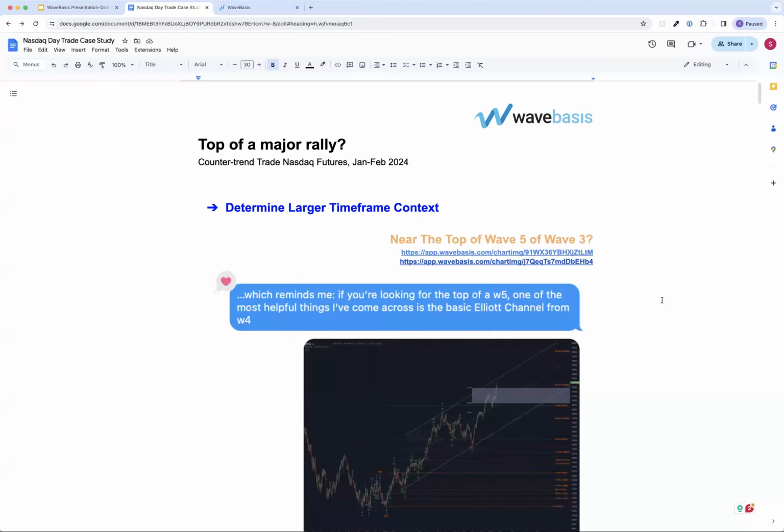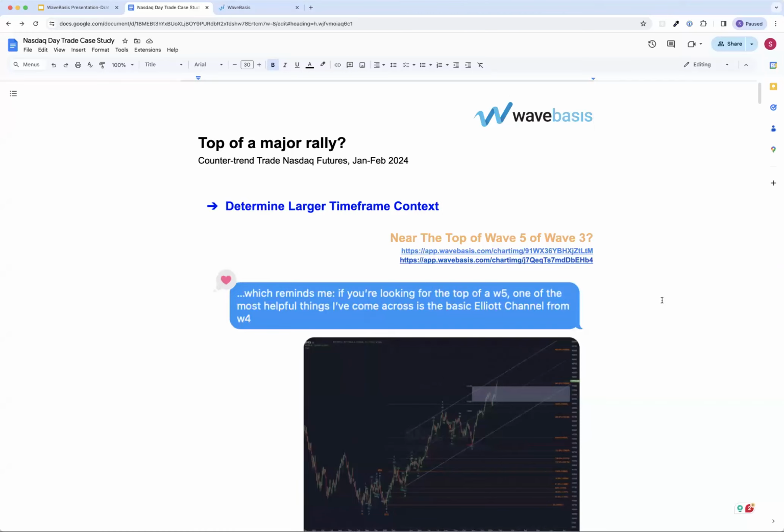And he asked me if I had any comments. So I took a quick look, and the first thing I said was, well, what's your long-term view in trying to find this kind of trade when you're looking for a reversal after a long move? The first thing you need to do is determine your larger time frame context.